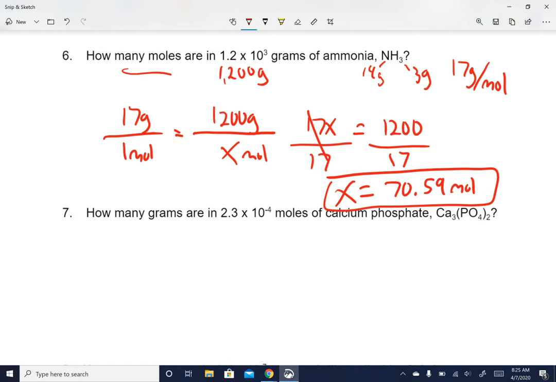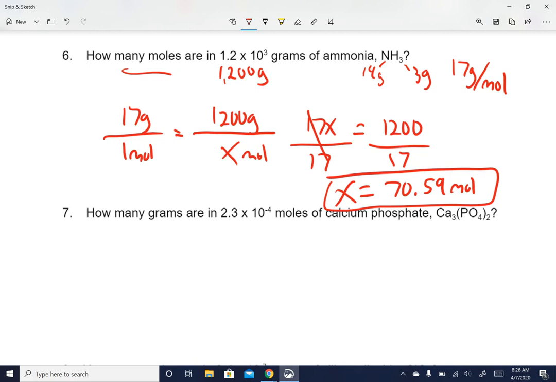That makes sense because 1,200 is way bigger than 17. If 1 mole is 17 grams, that's going to be a significant increase in moles, which means number of particles. Remember, 1 mole is 6.022 times 10 to the 23rd particles. So if you have a larger mass, you're going to have many more particles. So 70.59 moles.